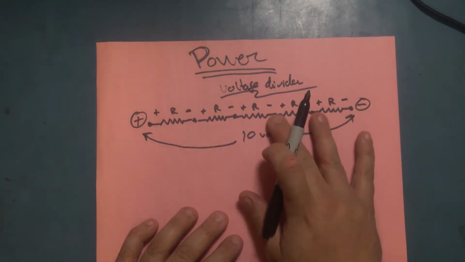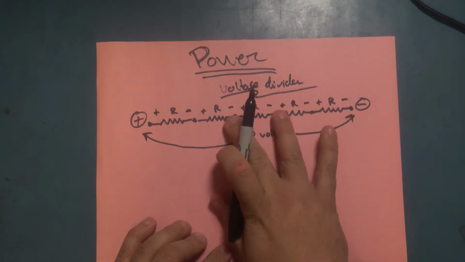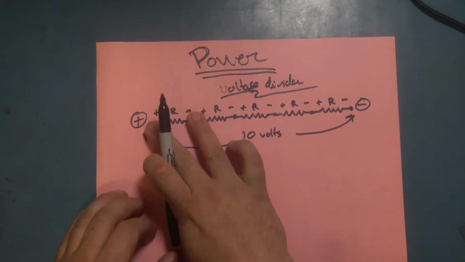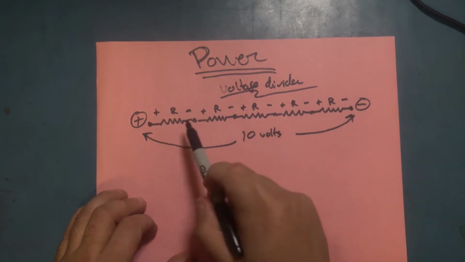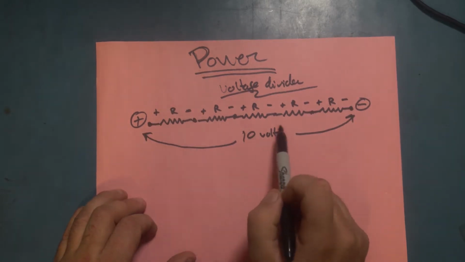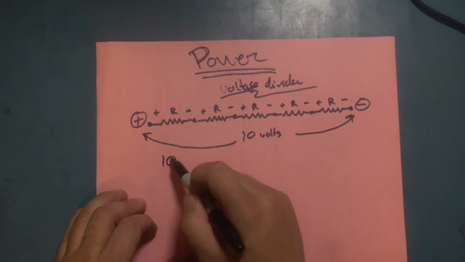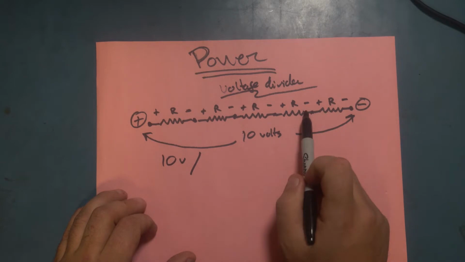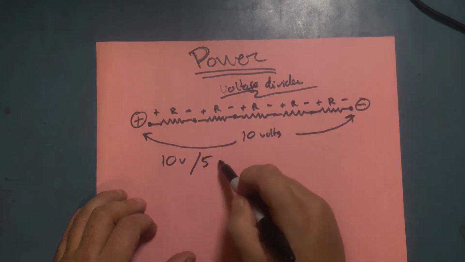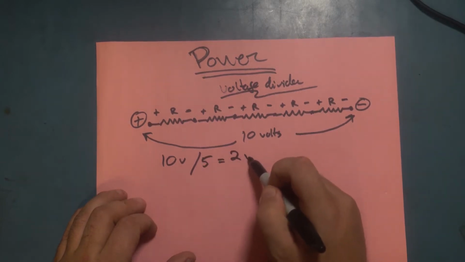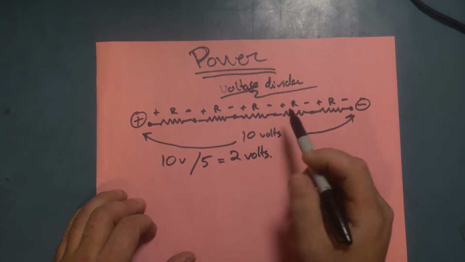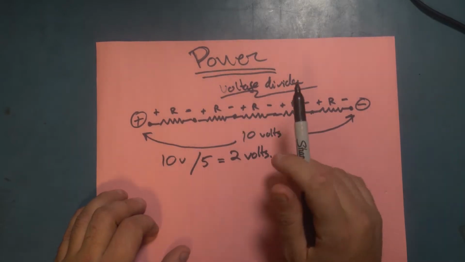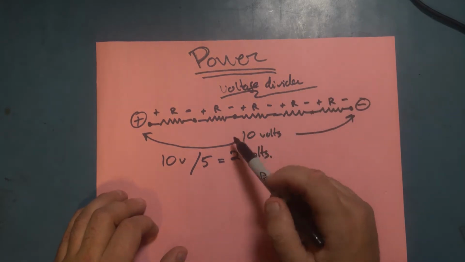So you can measure the voltage across each of those resistors separately, right? And that voltage is going to be equal to your total supply voltage, which in our case is 10 volts, divided by the number of resistors that we have in series, which in this example is 5. So it's going to mean that it's 2 volts. And again, that only works with those resistors being exactly the same value.